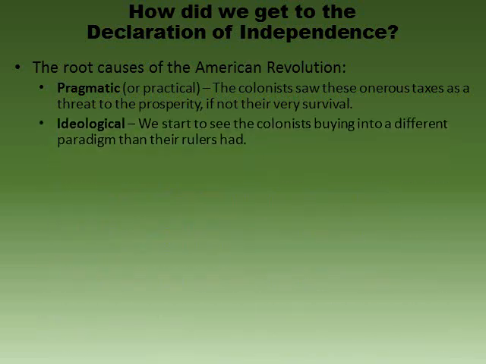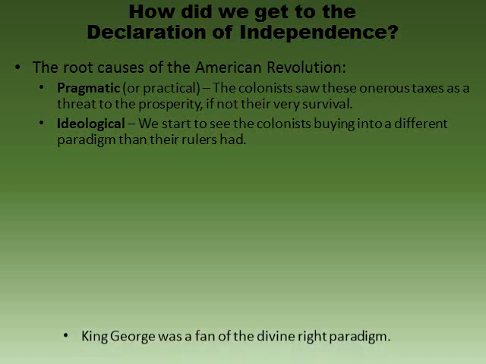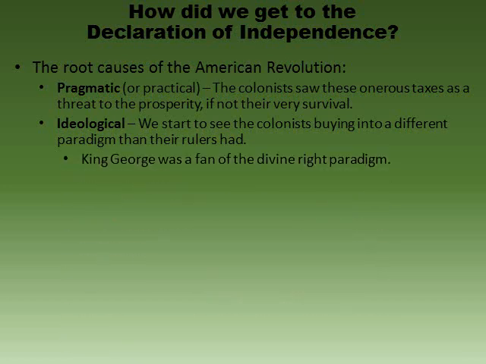There are also ideological reasons, and we start to see the colonists buying into a different paradigm than their rulers had. Remember our discussion of that, the divine right paradigm and the social contract and all that. Well, King George, who was running Britain at the time, was a fan of the divine right paradigm. He thought, I'm the king and you should listen to me. God put me here, and this is the way it is.